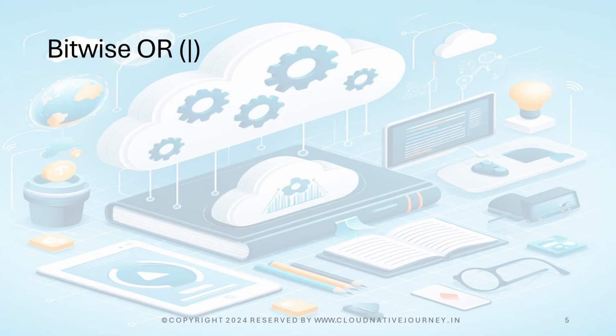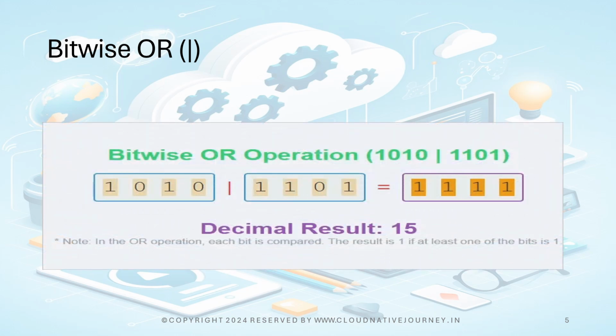Next is the bitwise OR operator. This operator returns 1 if either of the bits is 1. For example, if we are doing an OR operation between 1010 and 1101, the result is 1111, which is 15 in decimal.